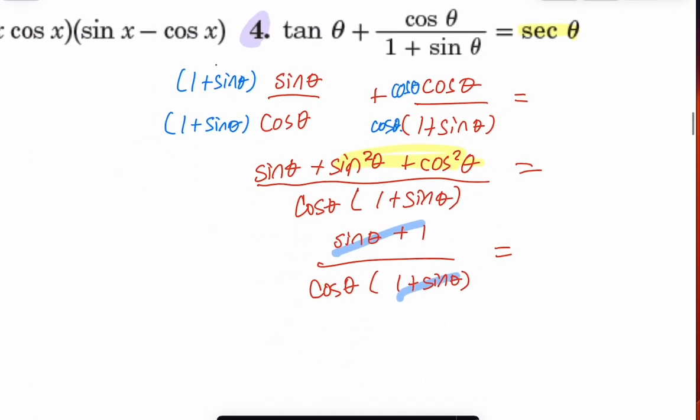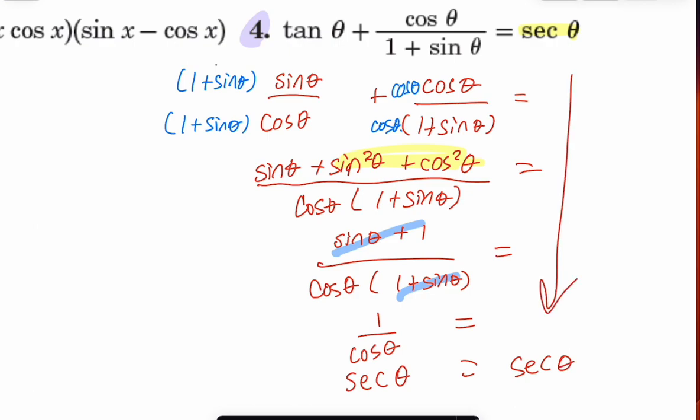Now, here's where some of you try to make up some rule of algebra somehow magically that you shouldn't. Remember, sine plus 1 divided by 1 plus sine is the same as like 7 divided by 7. What is 7 divided by 7? 1. You're going to put a 1 in that place. And what is the reciprocal of the cosine? Secant. Which is the answer we were searching for.